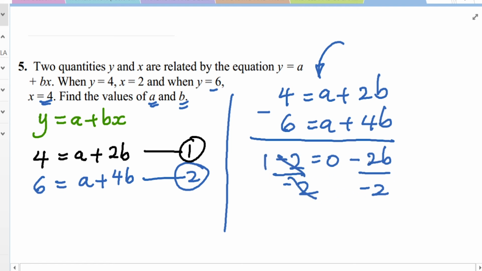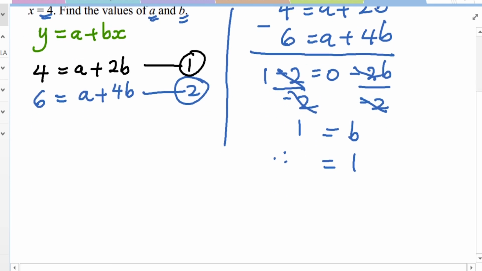Remain with 1. So this goes with that. We have b as 1, meaning our value of b here is 1. After finding our value of b as 1, we can go ahead and find the value of a by substituting in any of these two equations.